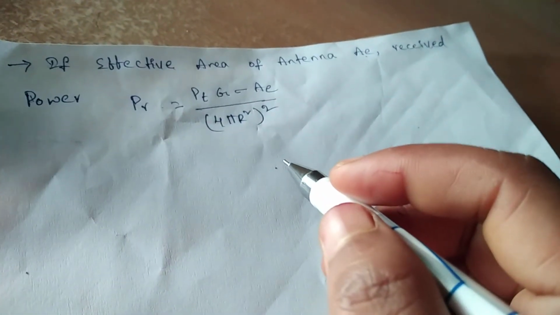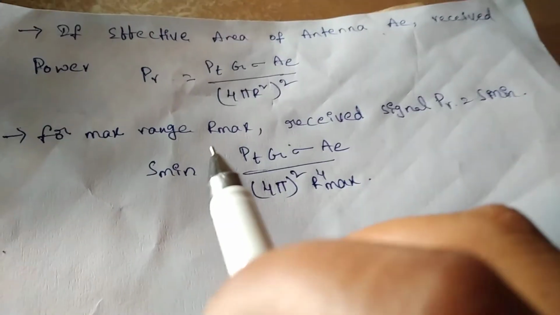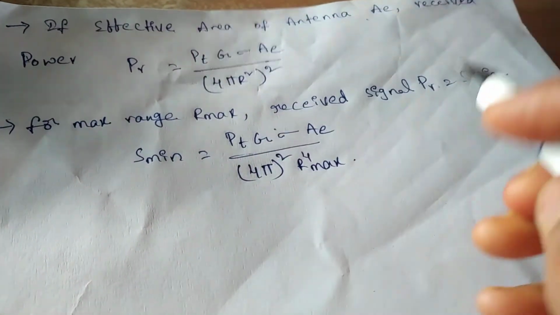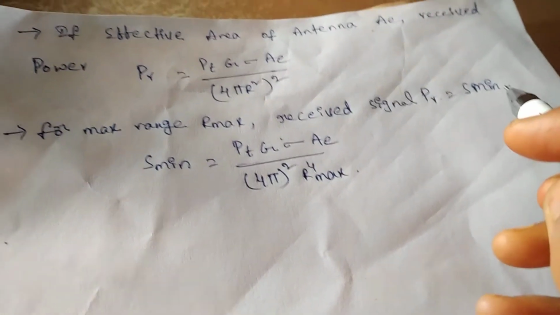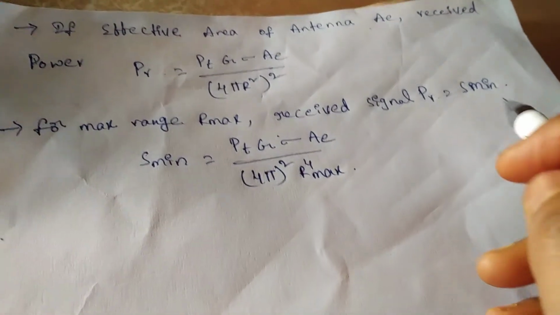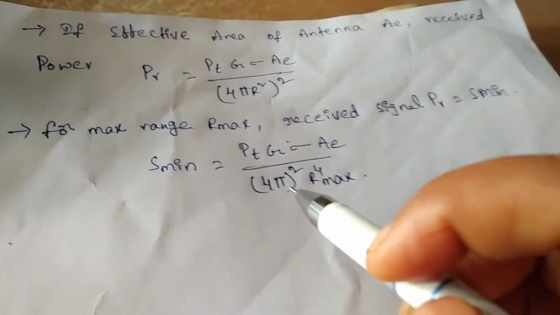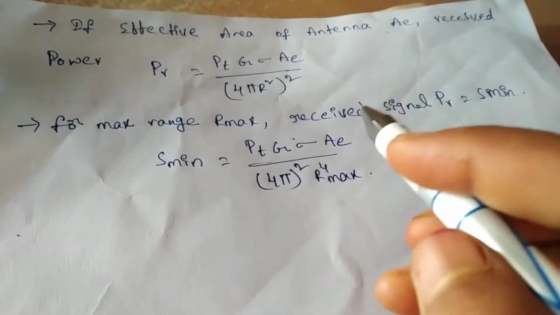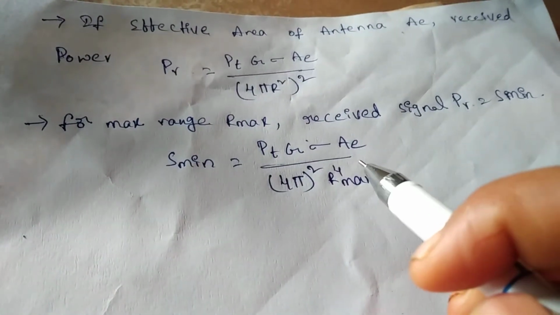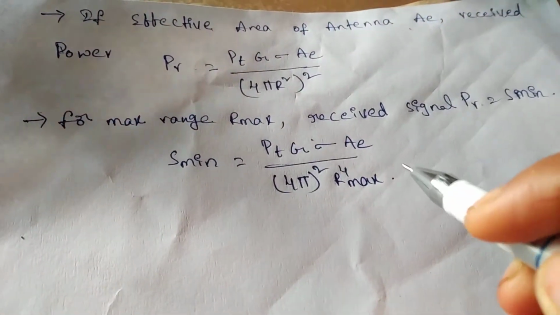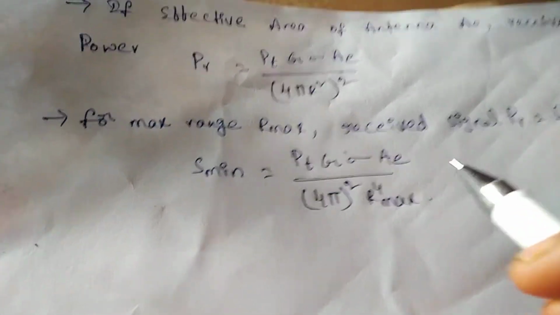So PR is the received signal, and that is equal to the minimum detectable signal, S minimum. For maximum range R max, the received signal PR equals S minimum, the minimum detectable signal. So S minimum equals PTG sigma AE by 4 pi whole square, R power 4 maximum. This is the R maximum.